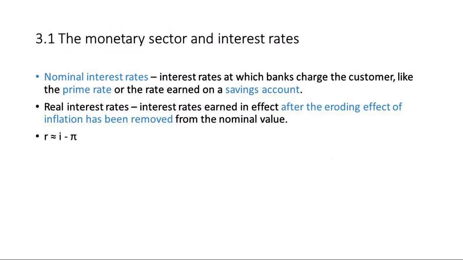Now, the first important distinction is between nominal and real interest rates. Nominal rates are the rates that we see as consumers when we borrow money at the bank. The prime rate, for example, or even the rate that you earn on your savings account would be in nominal terms, also known as current terms. Real interest rates are the nominal rates adjusted for inflation. So it's the nominal rate minus the inflation rate that gives you the real interest rate.